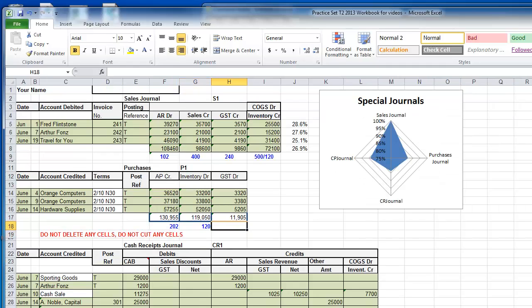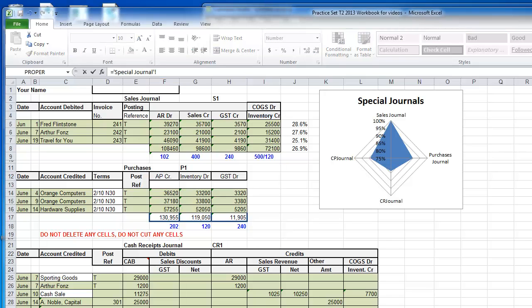GST payable 240. So we can see we now have all of the purchases items posted as well. Unfortunately, the purchase journal over here is not at 100%, so I don't know if I've made a mistake somewhere. It could more likely be some issue with the graph. Then we need to go down and post the rest of these items here. So I'll stop the video and post a few more.